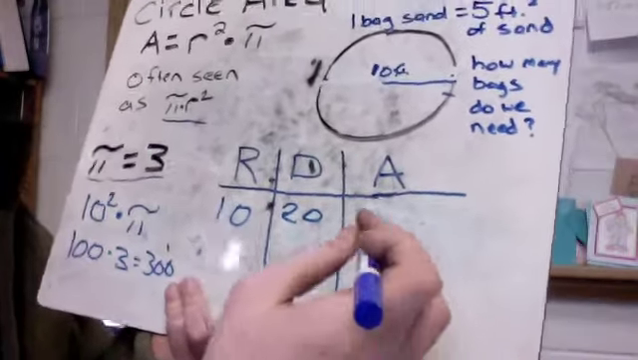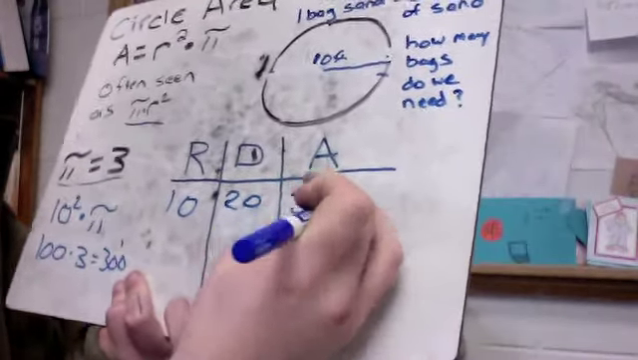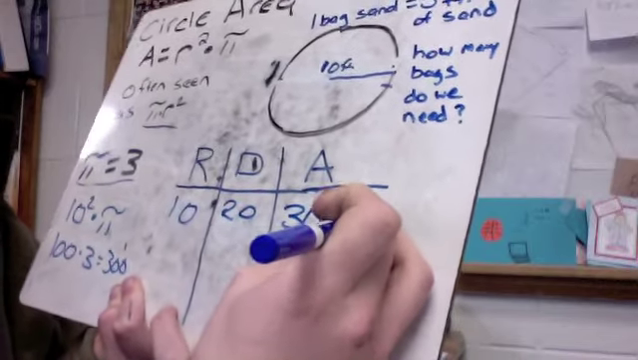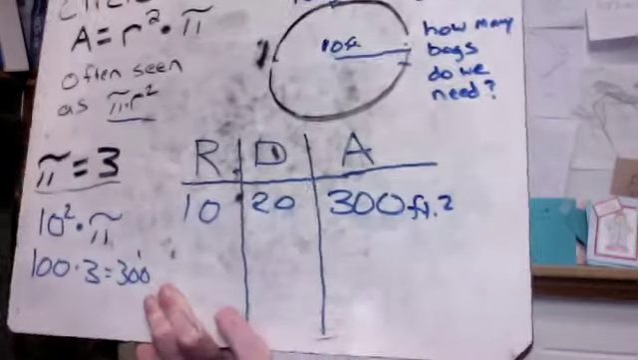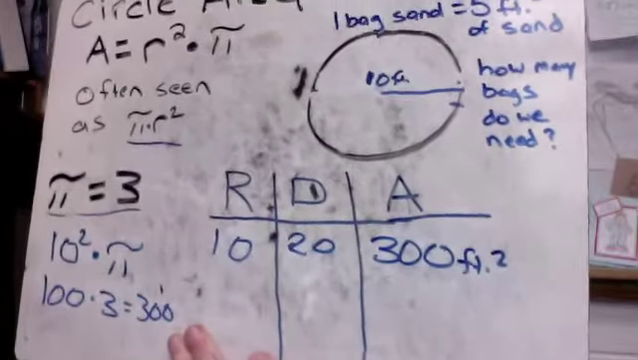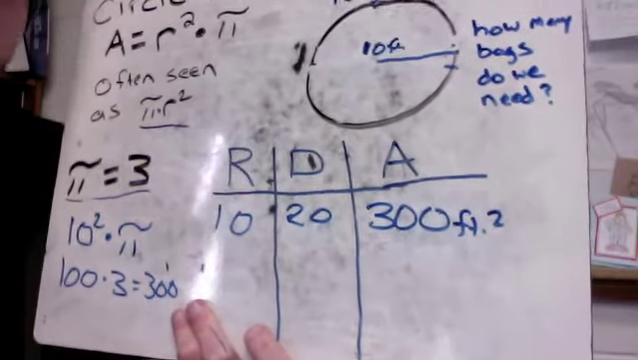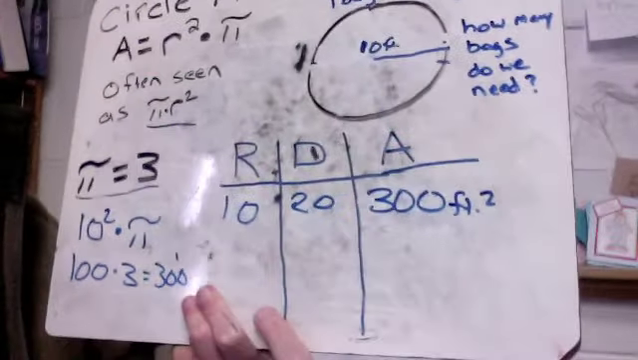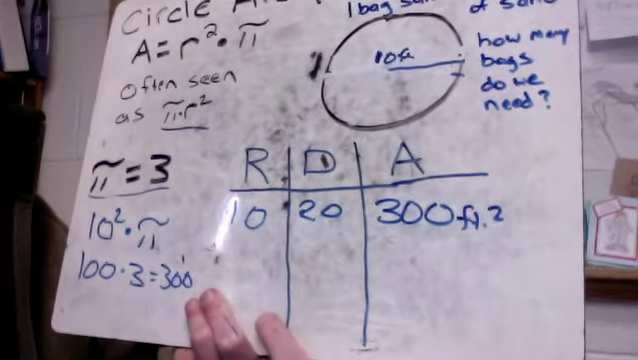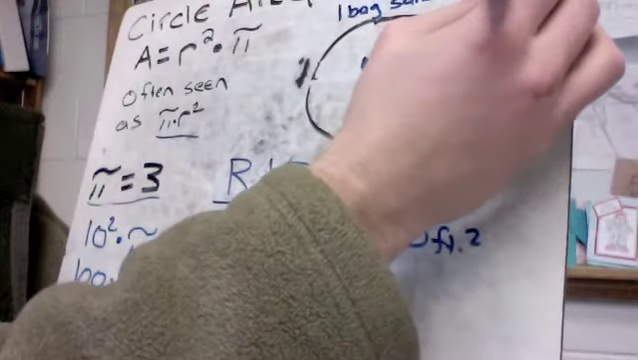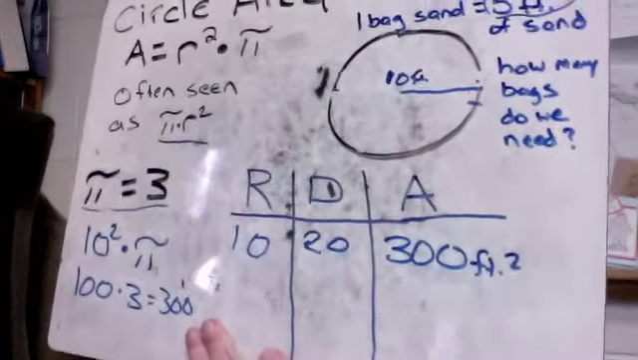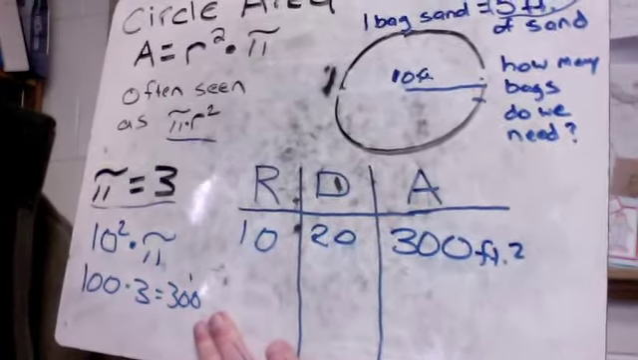So this sandbox holds 300 square feet of sand. Okay. Now that's our area, which is good. But now we just need to go one step further and figure out how many bags of sand we need. Every 5 square feet we have, we need a bag of sand.